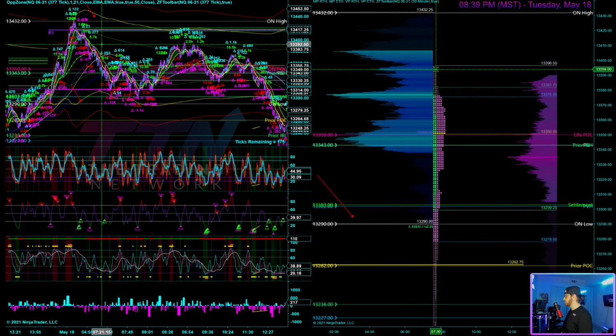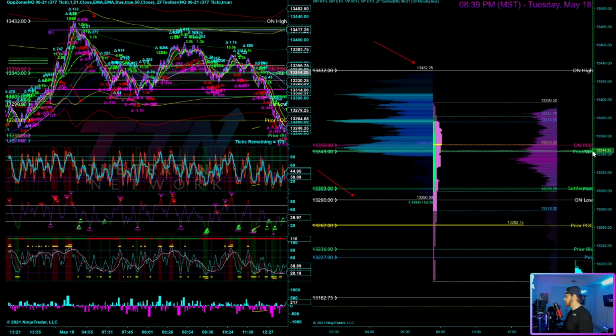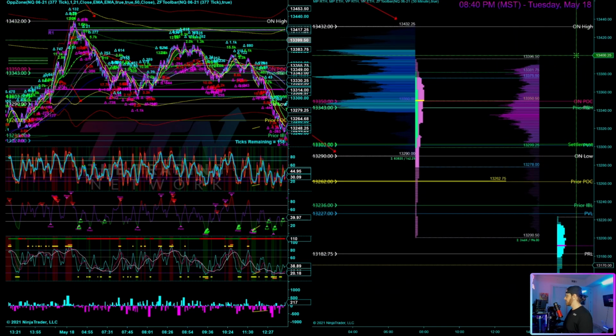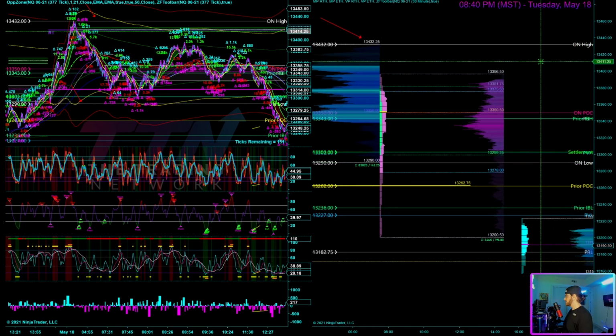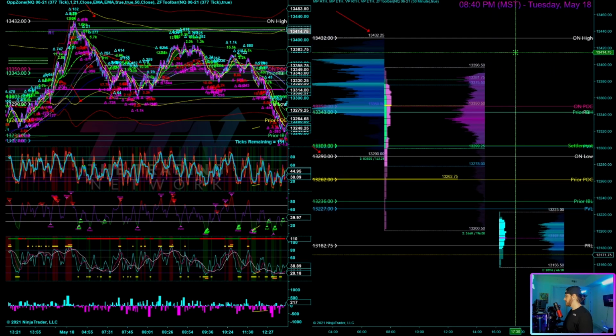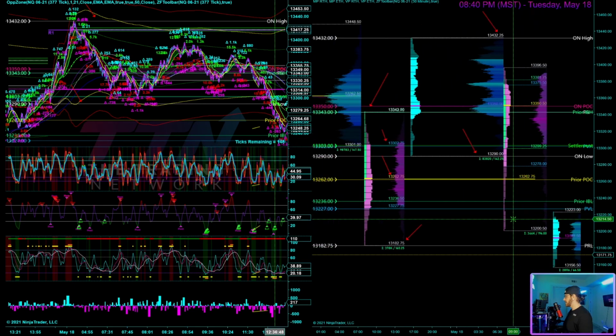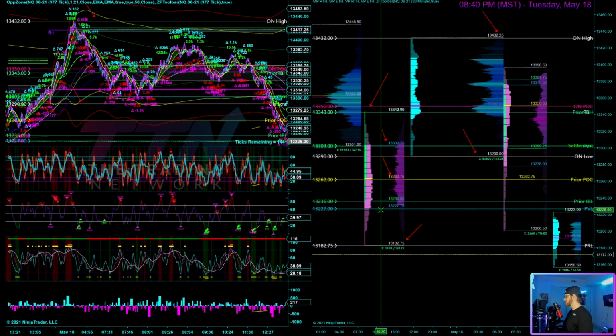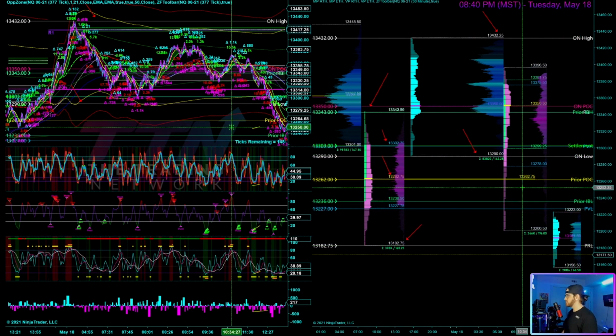We have some poor structure that likely needs to be repaired up here. So I will look for a revisit of this area if we can get back in range tomorrow. And with that said, it's looking pretty bearish at the moment because we're struggling to get back above even this prior value area low from not today's session, but yesterday's session, 13,227. You can see current overnight high is 13,223.